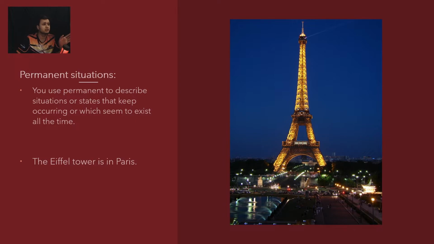We use a permanent situation to describe something that keeps occurring or which seems to exist all the time. I will describe this like a fact that is permanent, a fact that will always be there. For example, the Eiffel Tower is in Paris. The Eiffel Tower is in Paris, was in Paris, and it always will be in Paris. So we can say that this is a permanent situation because it will never change.